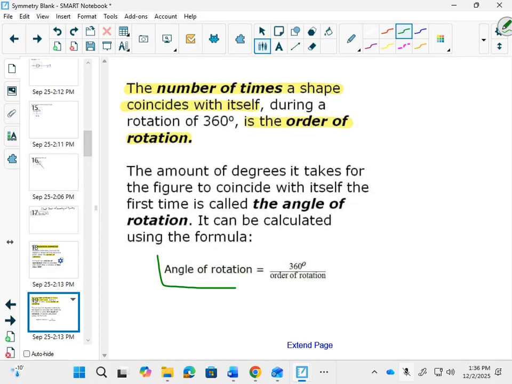I'm definitely thinking you're going to want to put this formula on your cheat sheet. The angle of rotation is 360 degrees divided by the order. That's going to be a very important formula that we're going to use and we're going to answer questions with. Sounds like we should, at the same time, be putting that exact thing onto our cheat sheet.